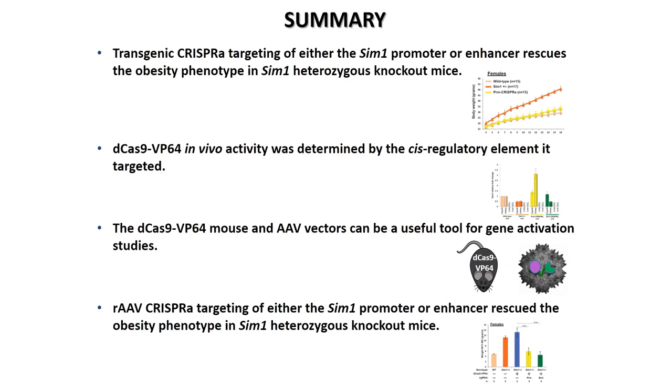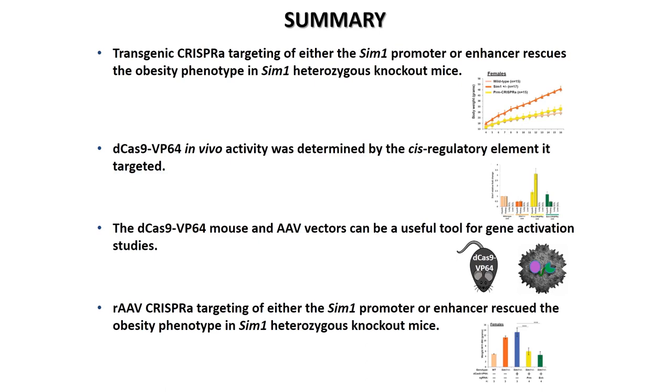What was good about the transgenic approach is that it also showed us that the tissue specificity could be determined by the regulatory element you target. For example, if we target a hypothalamus enhancer, we only saw upregulation in the hypothalamus, but not in other tissues. A third point is that we have these mice and these vectors, and are happy to share for various uses.